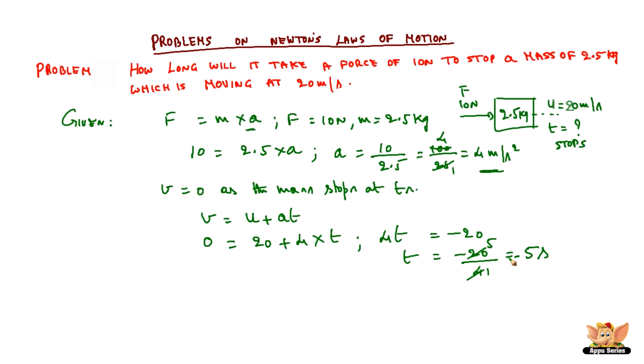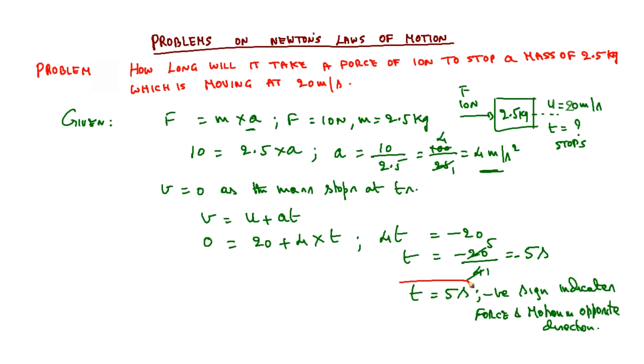Basically it is minus 5 seconds, but t cannot be negative. So t is 5 seconds, and the negative sign there indicates the force and motion are in opposite directions. The force is in this direction. Since it stopped, it has moved back. It's in the downward trend. So t is 5 seconds.